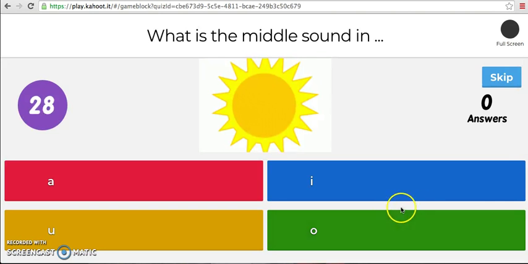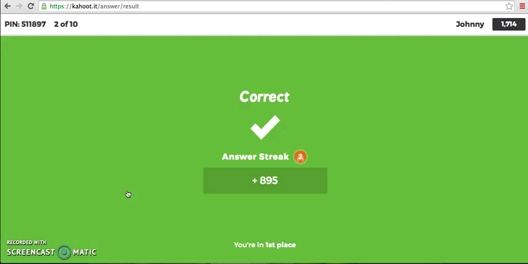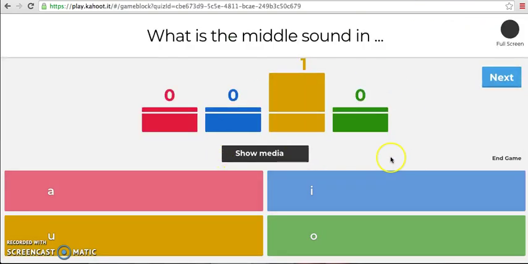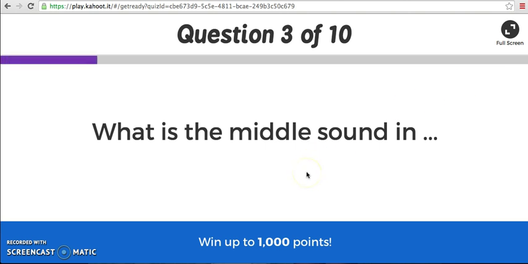What is the middle sound in sun? Johnny would go back to his screen, click U, and then it would say correct again. Then up on the smartboard, we would all look at this. If somebody were to answer O, which a lot of my students, especially my ELL students, usually do, they get O and U, the short sounds that they make, mixed up. So a lot of them would say sun as S-O-N. Then we would talk about that next, and Johnny's points are going up and he's still in the lead. Then we go to the next question.